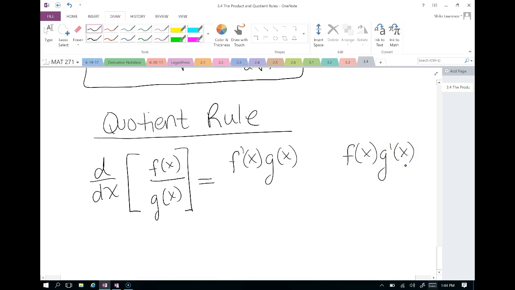The one difference that we're going to see in quotient rule is there is subtraction between them. With product rule, it's addition between them. With quotient rule, it's subtraction between them. And then quotient rule also is going to be a fraction with g squared in the bottom. So there's two main differences between quotient rule and product rule. Quotient rule has subtraction between those two products, and it also has divided by g squared.